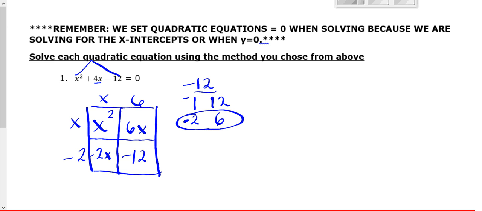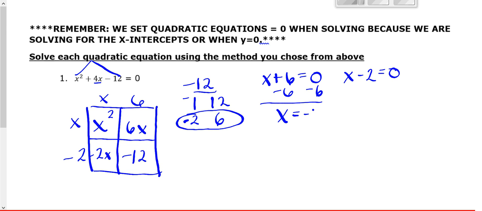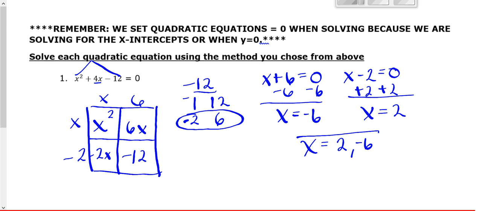So my two linear factors are x plus 6 and x minus 2. And I'm going to set both of these equal to 0. And I'm going to solve for x, my x-intercept. So x plus 6, I'm going to subtract 6 on both sides. So x equals negative 6. And x minus 2, I'm going to add 2 on both sides. So x equals 2. So I can write this as x equals 2 comma negative 6.